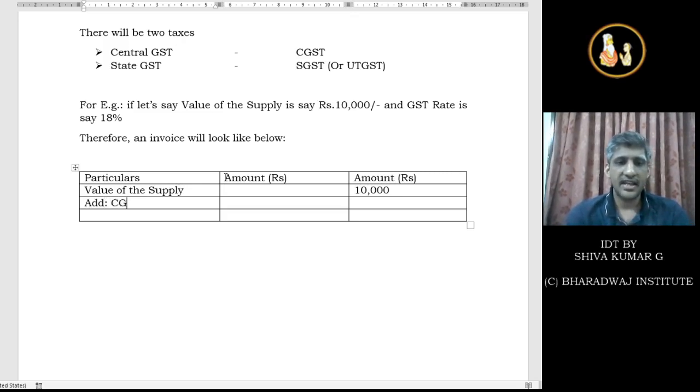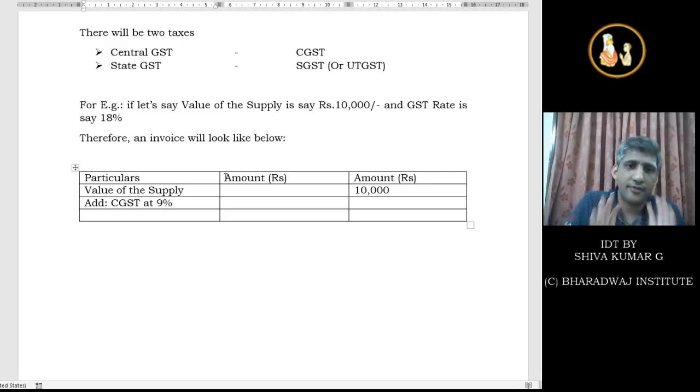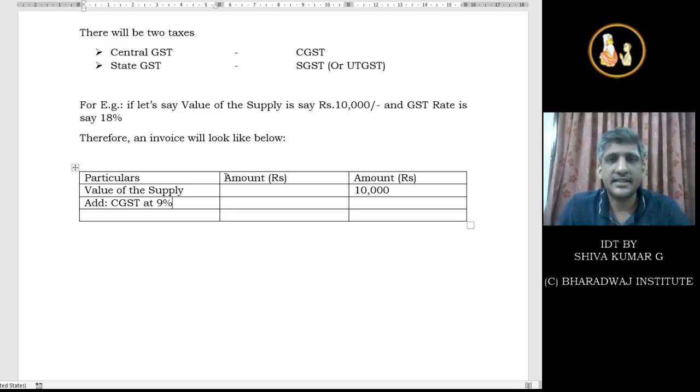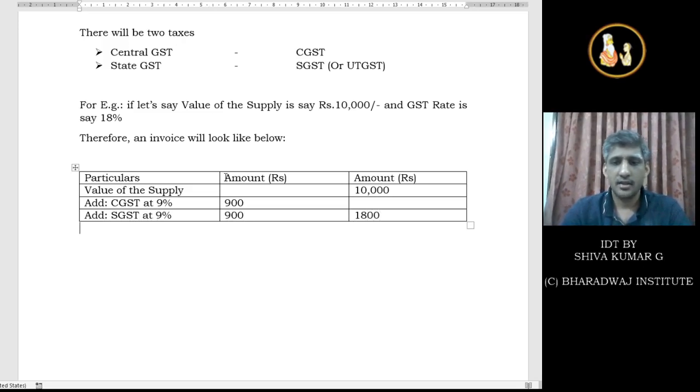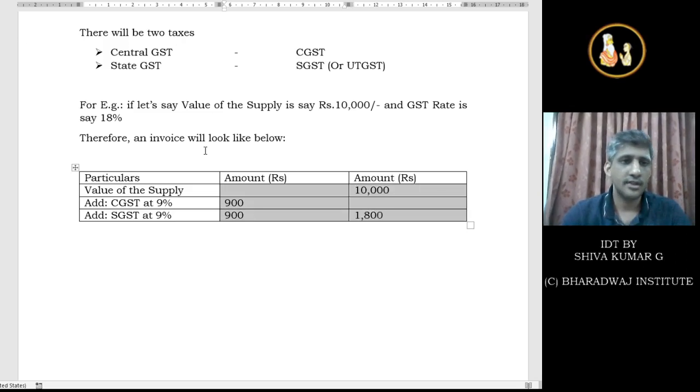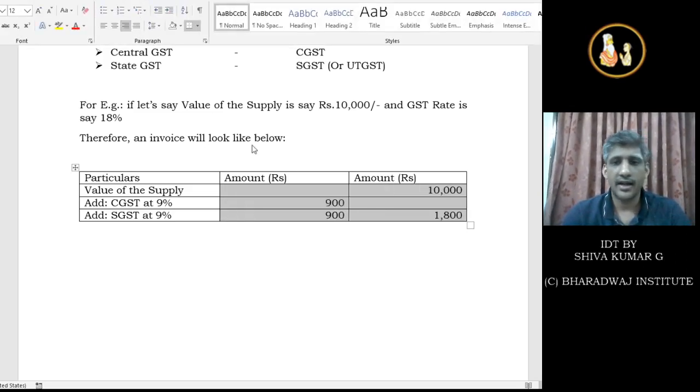Add CGST at 9%. Total is 18, so central and state are equal partners, 50-50. CGST is 9%, so it will be 900. Add SGST at another 9%, 900. So total tax is 1,800.